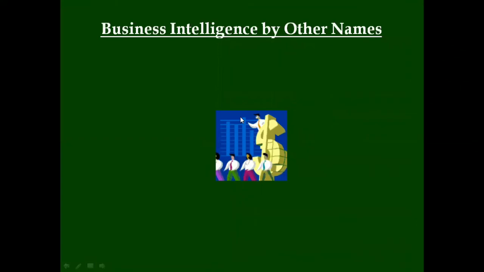So there are some other names, or other terms, which are related to business intelligence. The first one is reporting. When we are creating reports, we are generating reports for different persons, for different purposes. Because in an organization or business, there are different levels, and different levels need different reporting. So we can say reporting is also business intelligence.